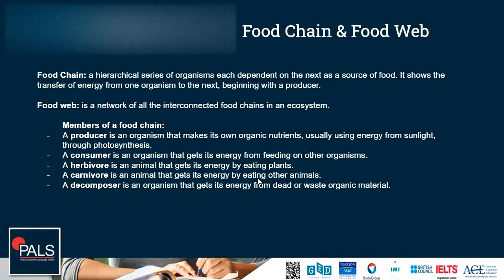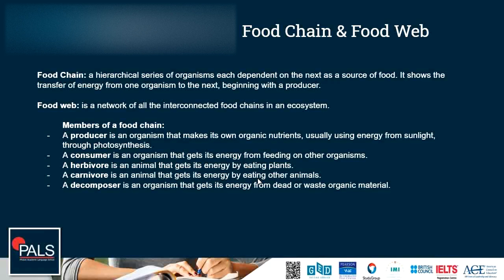The different members of a food chain are the producers, which are always at the base of the food chain or food web, and are able to make their own organic nutrients, usually using the energy from sunlight through photosynthesis. Then we have consumers. A consumer is an organism that gets its energy from feeding on another organism, and consumers can be either herbivores, carnivores or omnivores, which I forgot to list here.